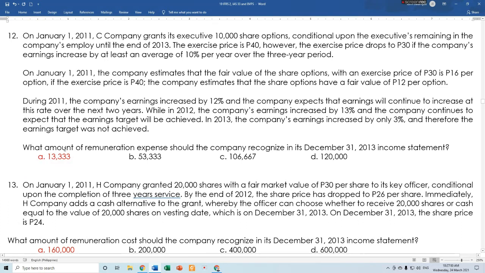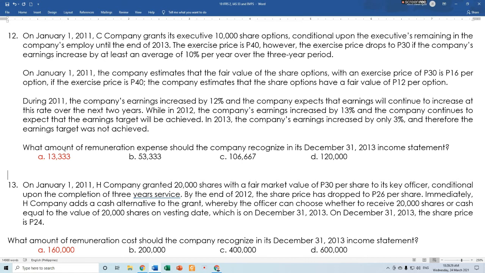Okay. So number 12, anong tinatanong sa atin? Magkano ang remuneration expense that the company should recognize on December 31 income statement. Okay, sige. So the company grants its executive officers 10,000 share options conditional upon the executives remaining in the company's employ until the end of 2013. So 3 years ulit. The exercise price is 40. However, the exercise price drops to 30 if the company's earnings increase by at least an average of 10% per year over the 3-year period.